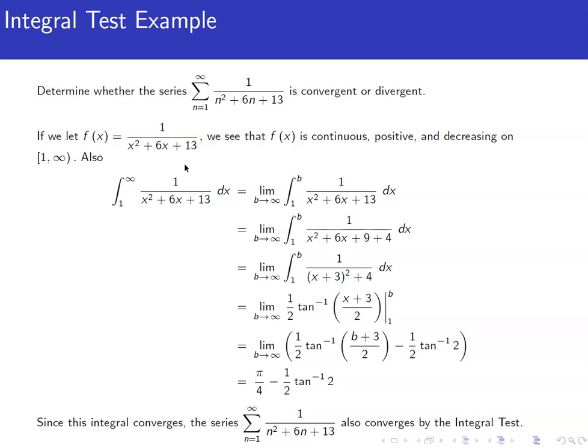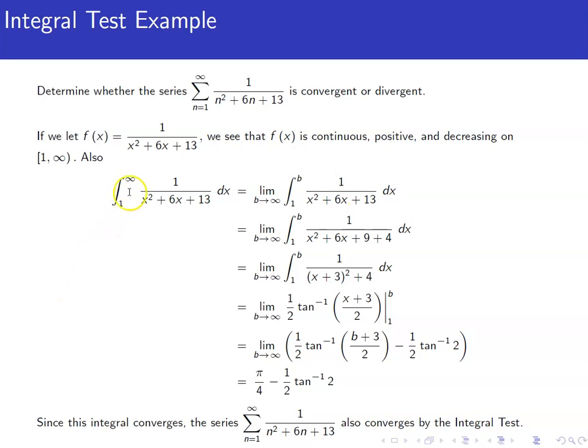Since we certainly have positive values here, it's never going to be negative. So again, it's continuous, it's always positive, and it's certainly always decreasing because this denominator is going to get larger and larger, and the numerator is a constant. So this clearly satisfies the three hypotheses that we need in order to be able to apply the integral test.